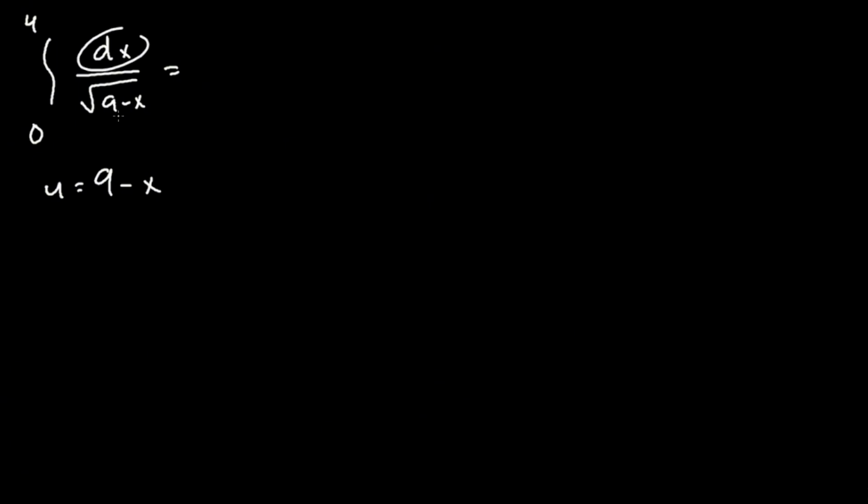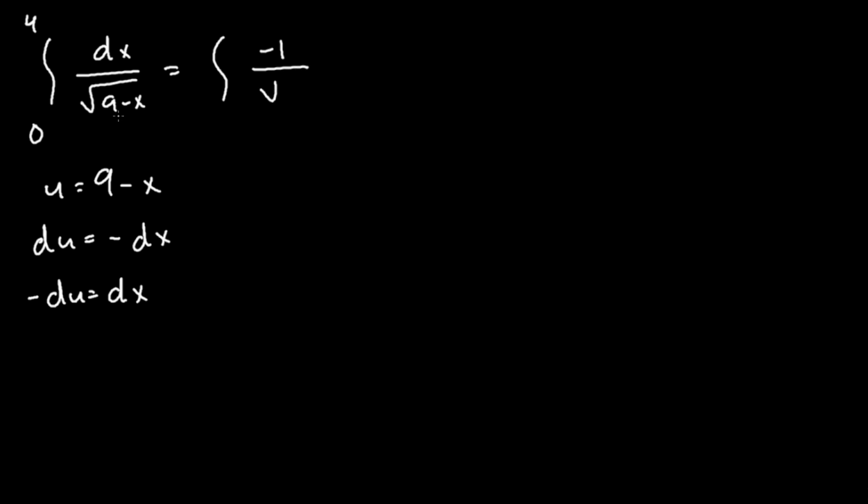So this is just normal integral notation, and what we can do is take the derivative of this. We get negative dx. If we move the negative onto the du side, we can isolate dx, and we can rewrite this integral so that you have 1 over the square root of u, technically negative 1 over the square root of u times du. And the negative comes from, remember, the negative in the du part here.